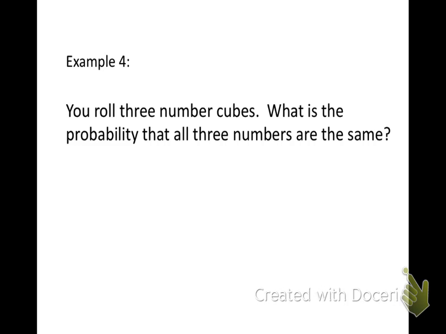Example 4. In this case, we are rolling 3 number cubes. What is the probability that all 3 are the same? So we first have to look at what are the total possible outcomes here when I'm rolling 3. There are 6 sides to each cube. So there are 3 cubes being rolled, so it's kind of like having 3 events. Since there are 6 possibilities for the first cube, 6 for the second, and 6 for the third, we multiply those and get a total number of outcomes of 216.